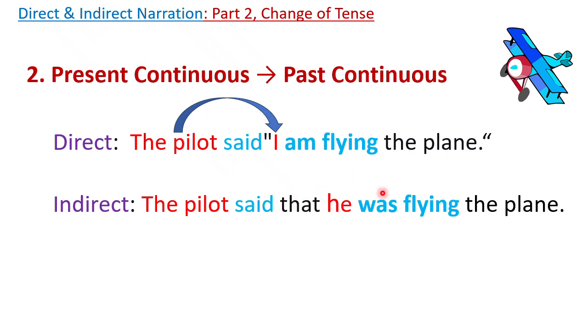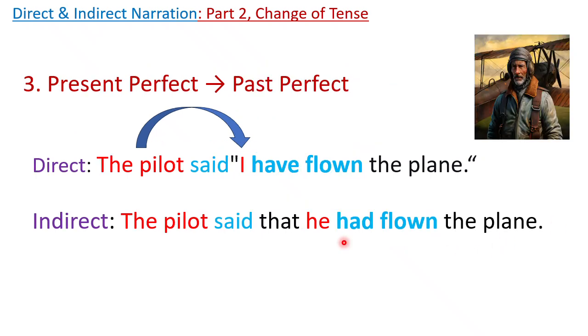And "am" is changing to "was" because outside the verb is past tense. So here we are using the past tense, right? I am, I was; I am, he was. "Flying" is flying without any change, and the plane is the plane. Now the sentence is in indirect narration: The pilot said that he was flying the plane, right? So this is the change. After that, we are moving forward to the next rule.